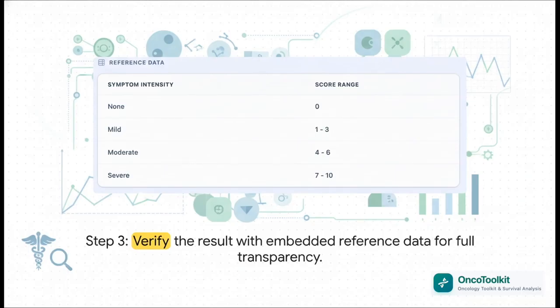Now, this part is absolutely critical. We don't believe in black boxes. The math and the reference tables are right here for your review. You can see right there the exact same score ranges for none, mild, moderate, and severe that we just went over. It gives you complete clinical transparency. You know why the tool gave you that result.